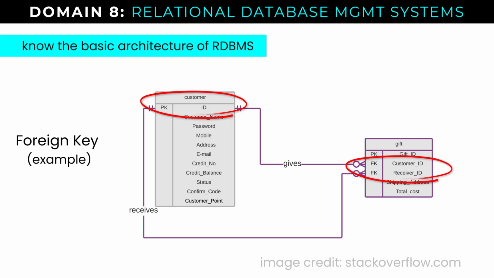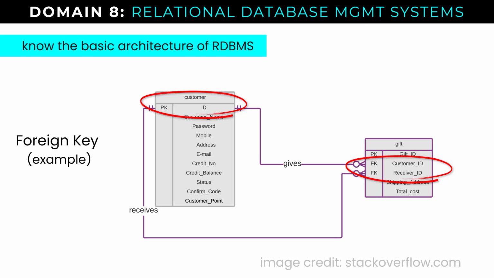And over in the gift table, you'll notice there are two foreign keys. One of those is customer ID, the other is receiver ID. So there are two relationships between these tables. There is the idea that a customer is the giver of the gift, and also the idea that a customer may be the receiver of the gift. So there is a primary key, foreign key relationship there between customer ID and then over in the gift table, either customer ID or receiver ID, since that can go in either direction as giver or receiver.